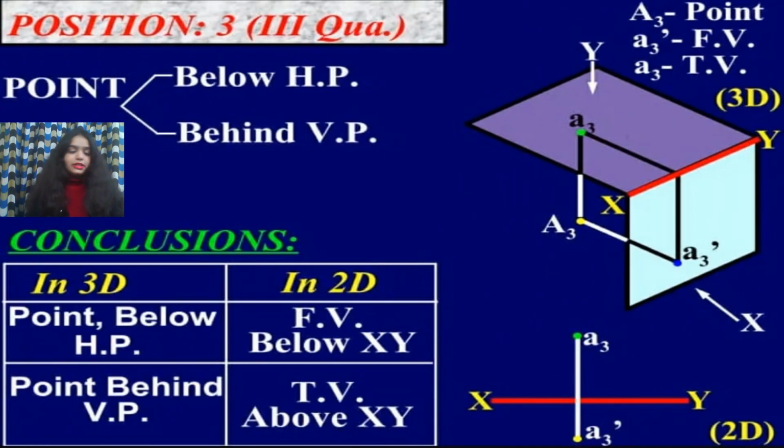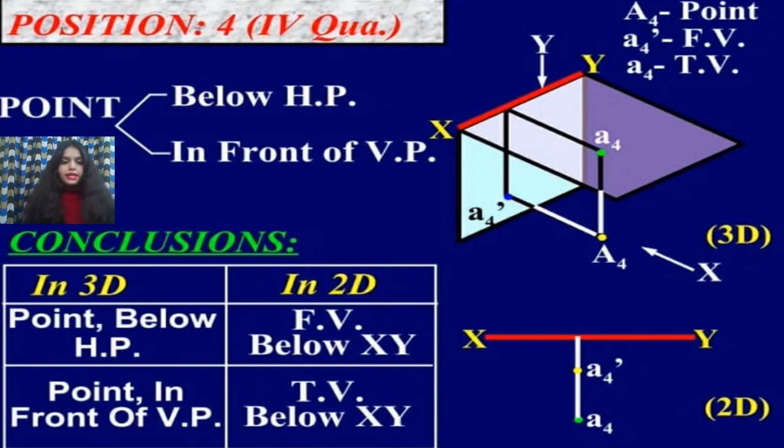Now coming to the next, position number 3. Similarly, we are just taking the point in space: below, above, on, in, just like that. We are taking the cases of that. See, the third case is below HP. In 3D it is below HP and behind VP. Now you rotate this horizontal plane clockwise. Will it overlap or not? No, it will not overlap. So where will our front view be made? Our front view is going to be below XY and the top view will be above XY. So this will be made in 2D.